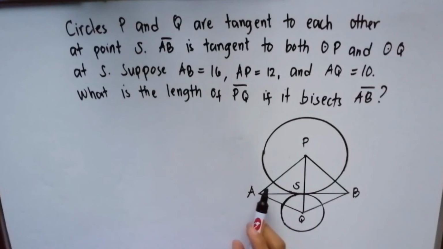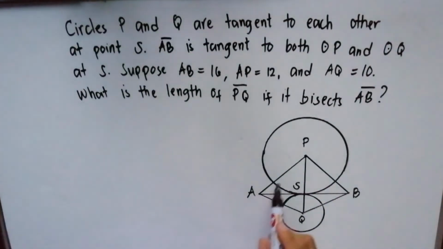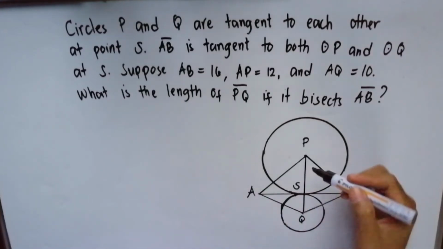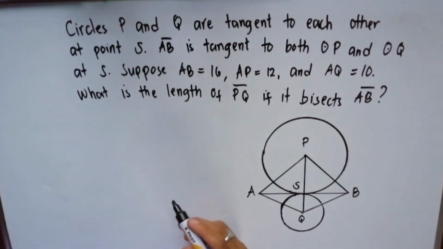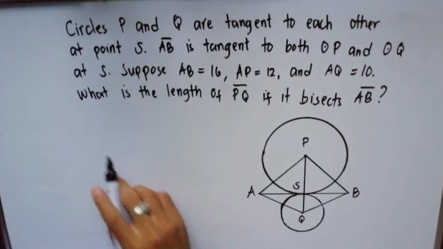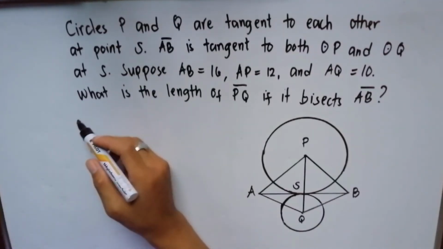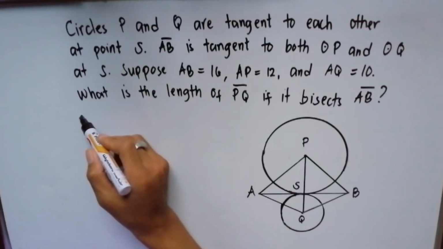Okay, circles P and Q are tangent to each other at point S. AB is tangent to both circle P and circle Q at S. Suppose AB is equal to 16, AP is equal to 12, and AQ is equal to 10. What is the length of PQ? PQ is... AB is 16, so by applying the Pythagorean theorem, we can draw a triangle. So we have this one.